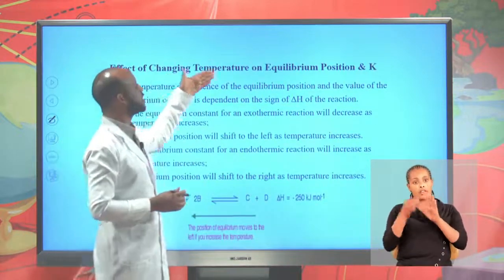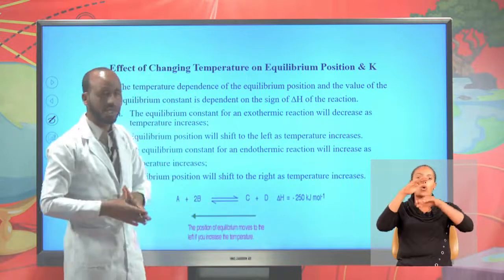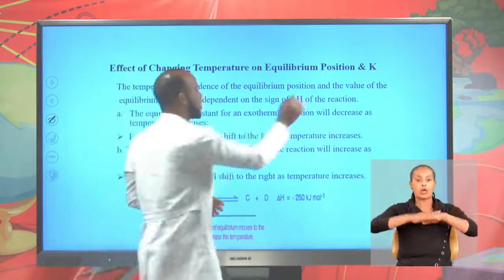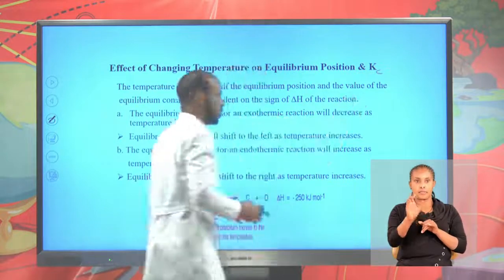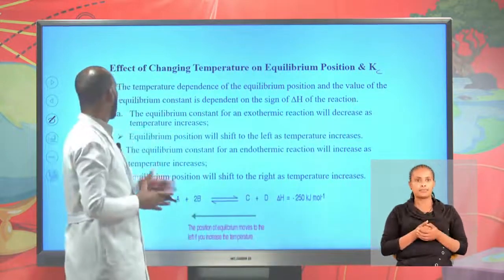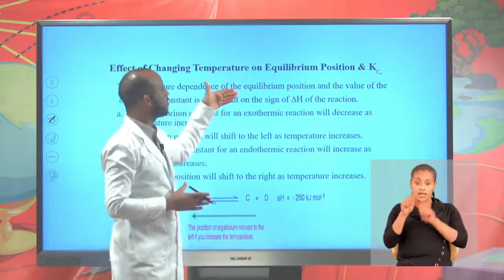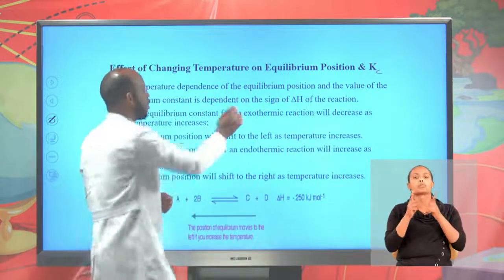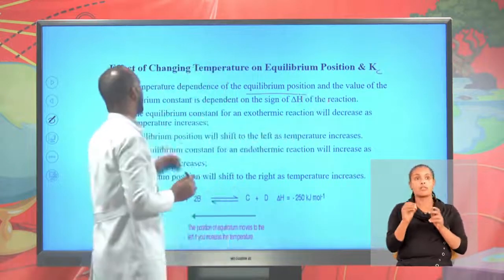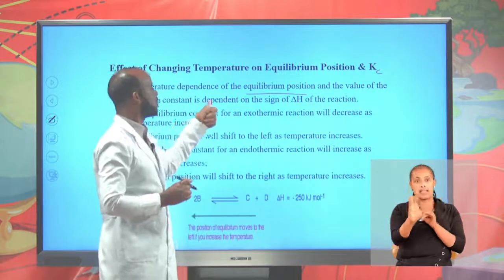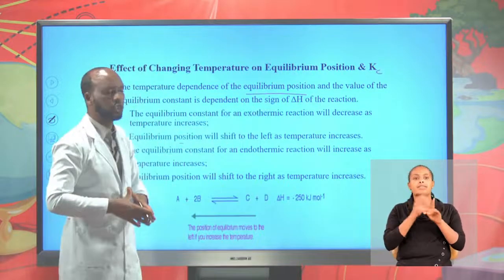Effect of changing temperature on equilibrium position and equilibrium constants of the reaction. The temperature dependence of the equilibrium position and the value of the equilibrium constant is dependent on the sign of delta H of the reaction.